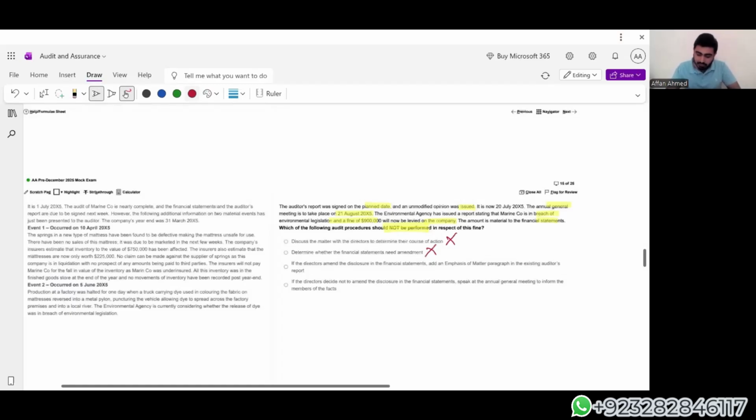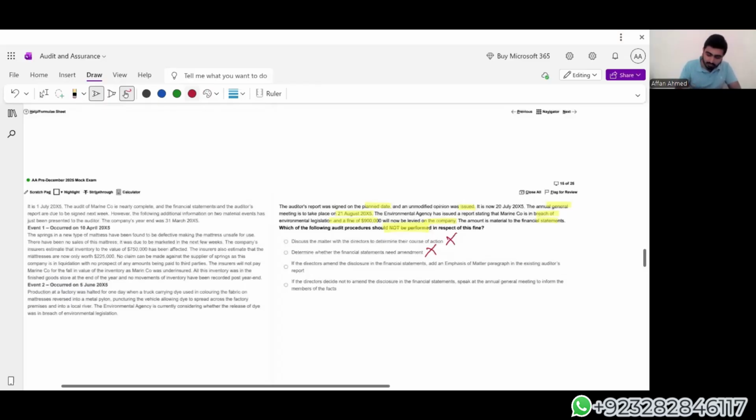If directors amend the disclosure in the financial statements, an emphasis of matter paragraph in the existing auditor's report will be added. An emphasis of matter paragraph would not be added, because here we have a non-adjusting event. The event is not there in the particular financial statements. So we are not going to do this. We are going to redate the report. The auditor's report will not change. The auditor will redraft and redate the particular areas. Okay, the emphasis of matter paragraph won't be added here.